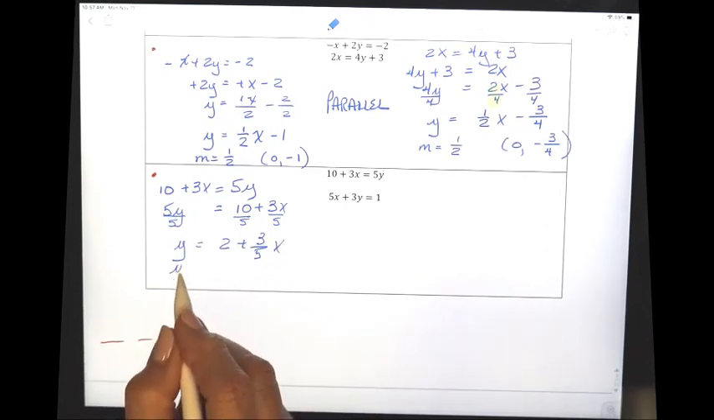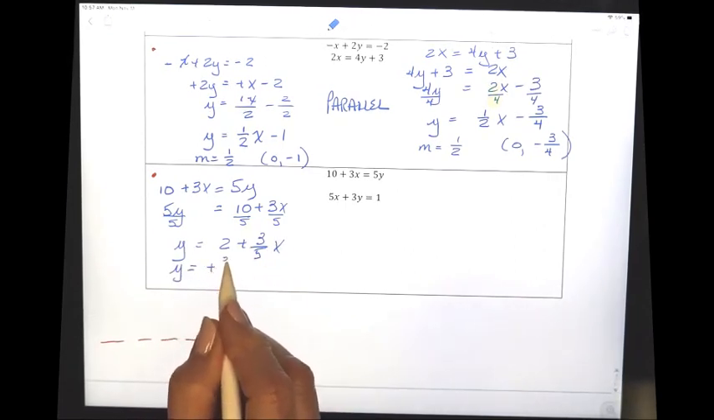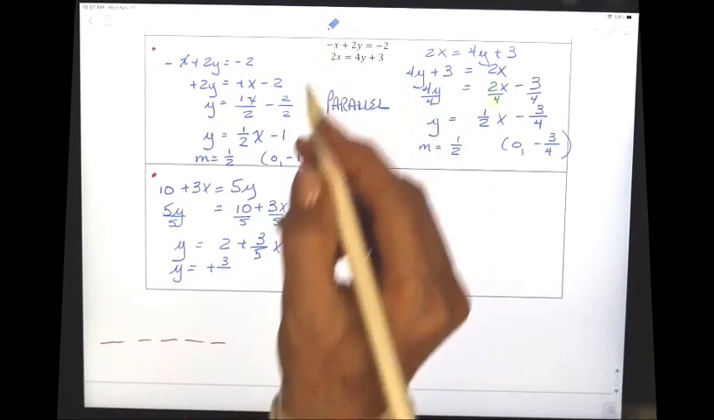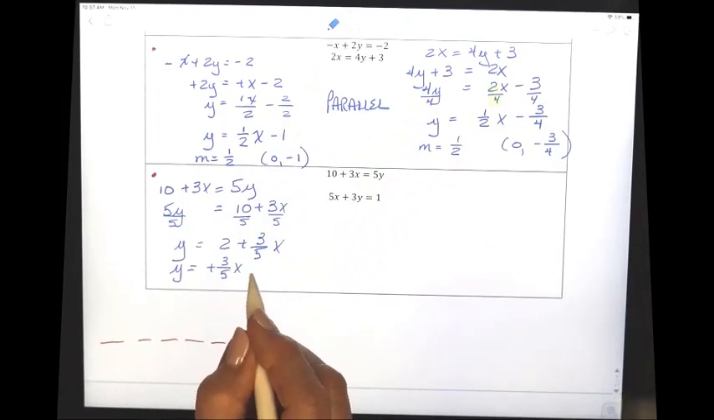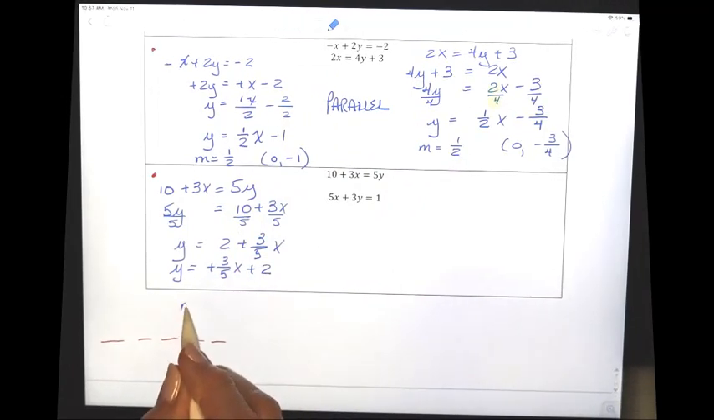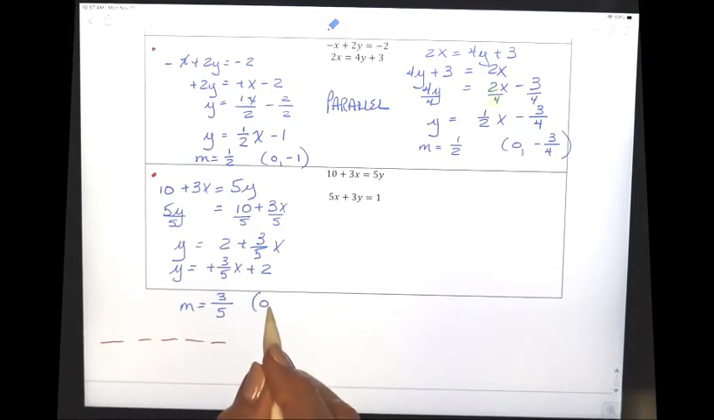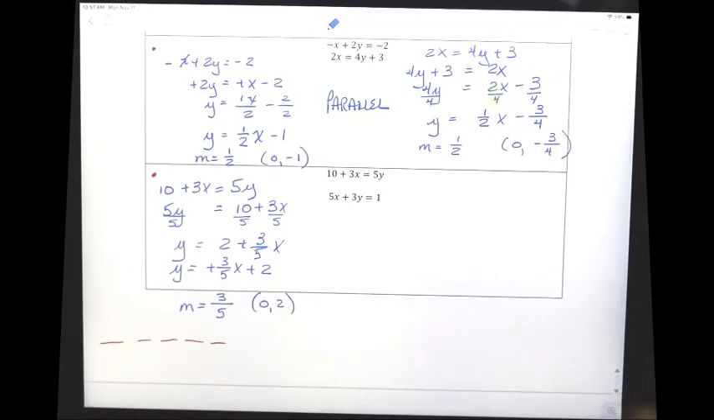And I think I'll do one more thing. I'll put this 3/5 x in the lead position over there, and put the 2 second. So now you can see that the slope of this line is 3/5, and the y-intercept is at 2.